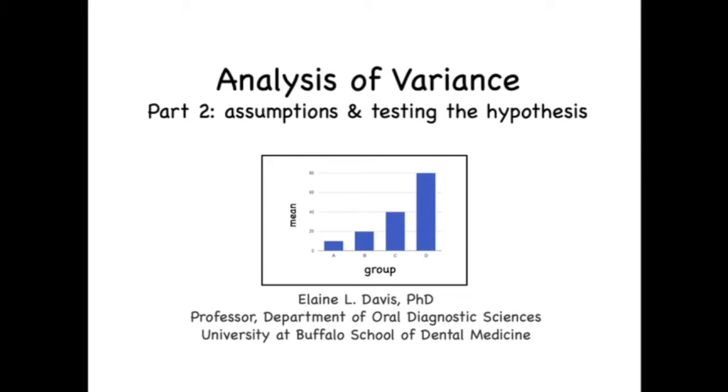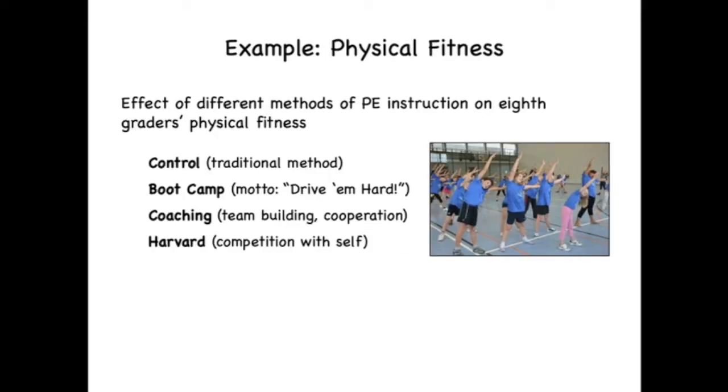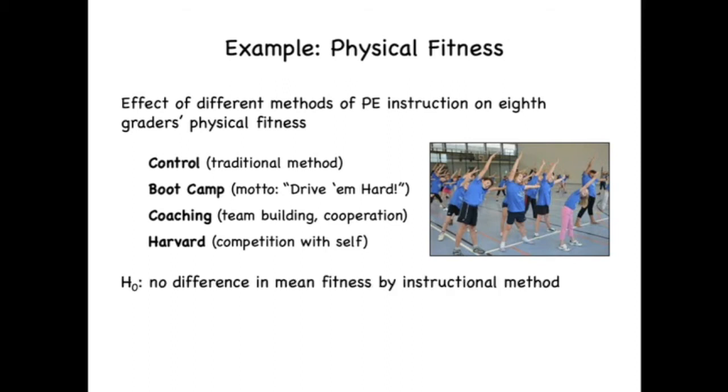This video looks at the assumptions of ANOVA and interpretation of test results. The physical fitness study compared the effect of 4 methods of instruction on 8th graders' physical fitness at the end of the school year. The null hypothesis was that there is no difference in physical fitness by instructional method, and the research hypothesis was that there is a difference, or at least one pair of population means differs.